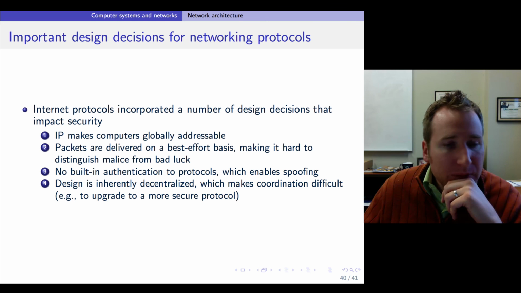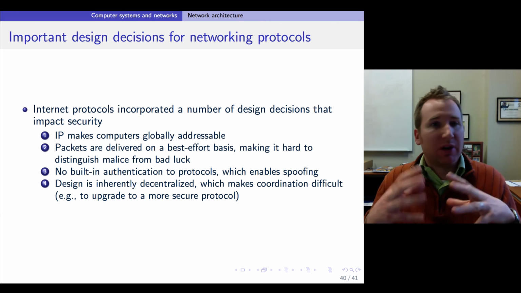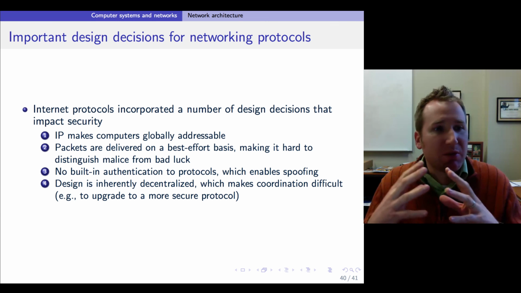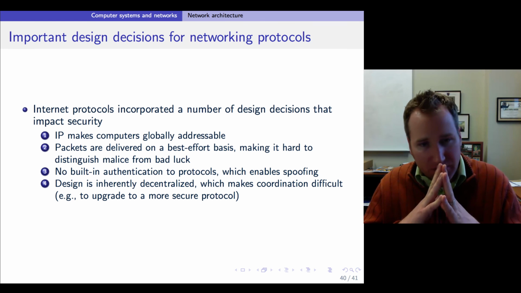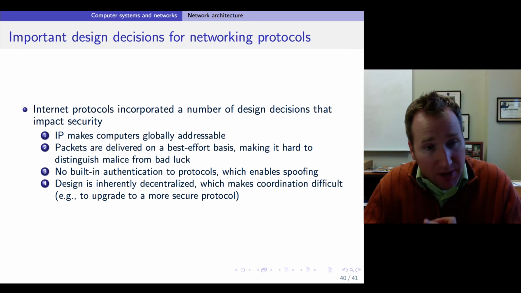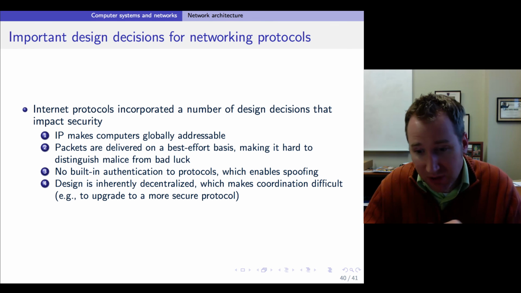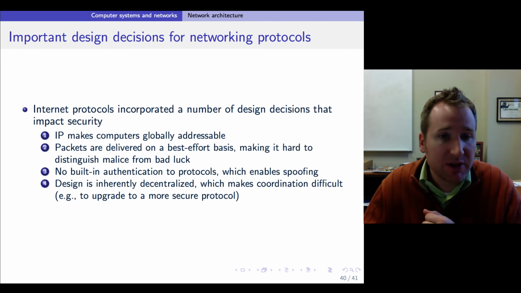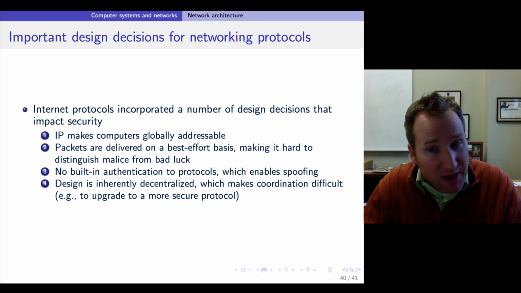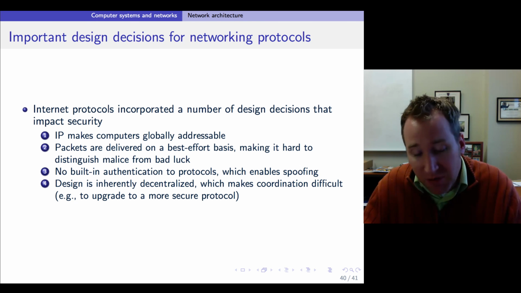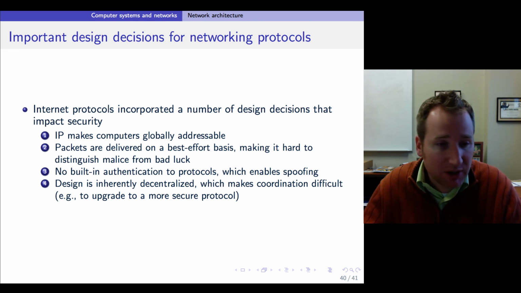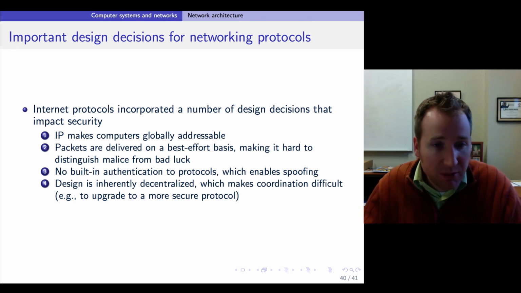So in general, internet protocols incorporate a number of design decisions that have a negative impact on security. One is that IP makes computers globally addressable. Anyone can be reached because you have this public address. Packets are delivered on a best effort basis, meaning there are no guarantees, and so if you don't receive a packet, you can't be sure if it was just bad luck or a malicious blocking of the packet.